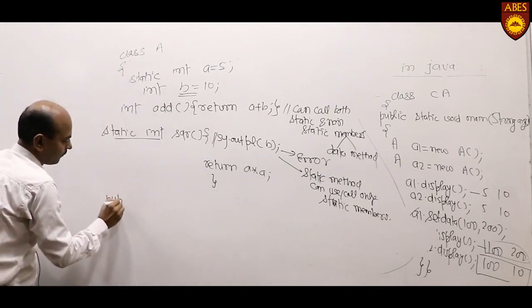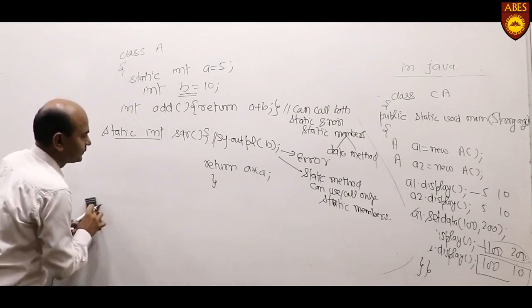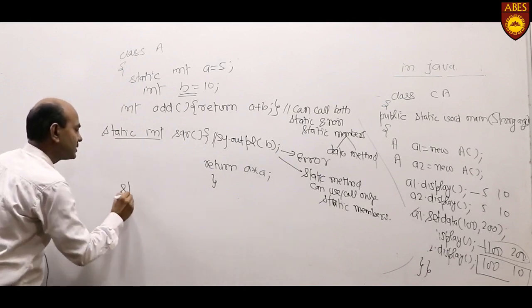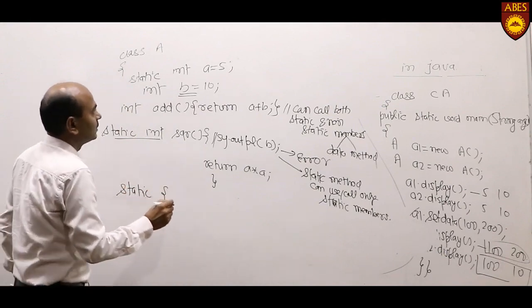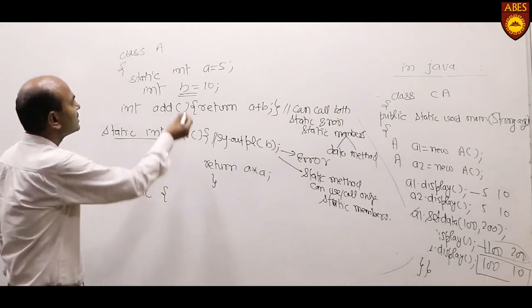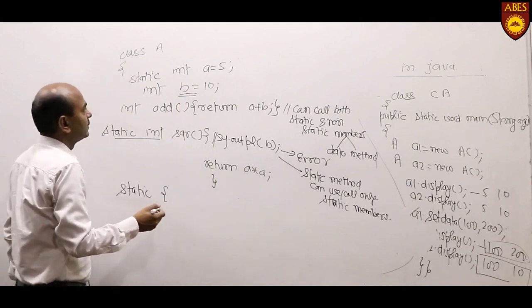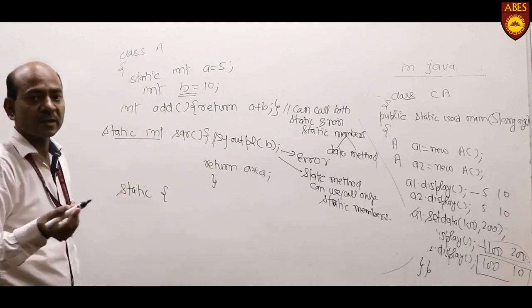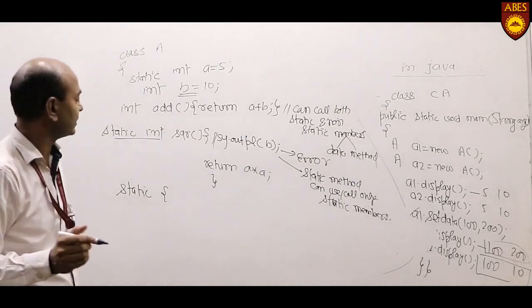So public, static block is also there, static, and this is the block. What is the advantage of static block? This block is used to initialize the static data members of the class, because static members are initialized or loaded in the memory when the class is loaded.